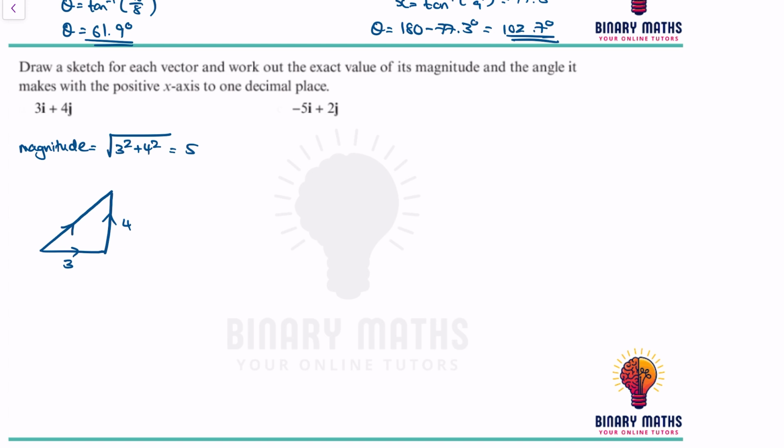So like this. Work out the exact value of its magnitude and the angle it makes with the positive x-axis, to one decimal place, so this is theta. So we've got opposite and adjacent, so tan of theta is equal to 4 over 3. Theta is equal to inverse tan of 4 over 3. Theta is equal to 53.1 degrees.